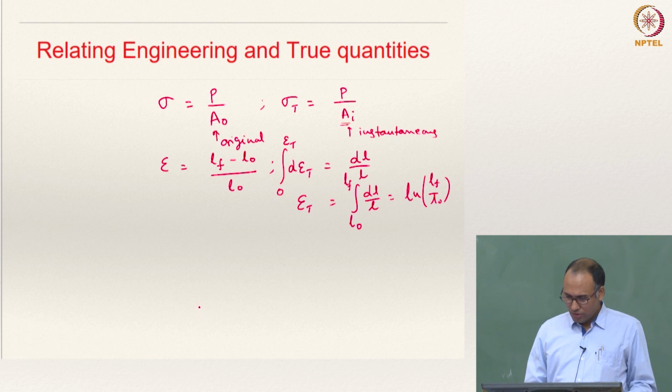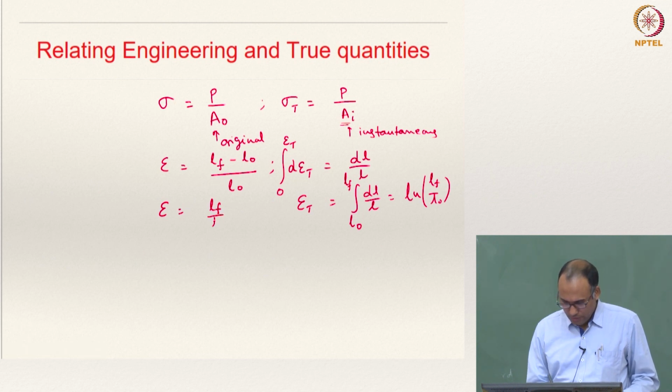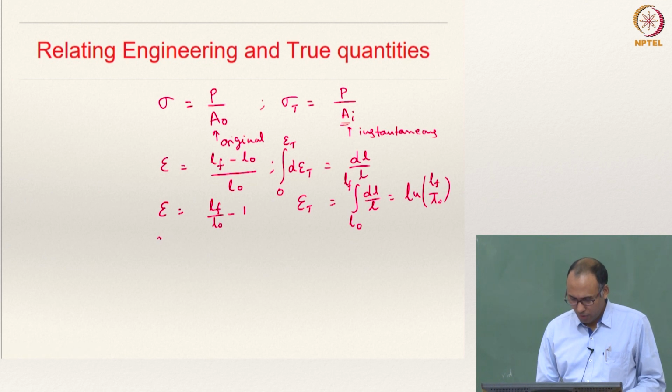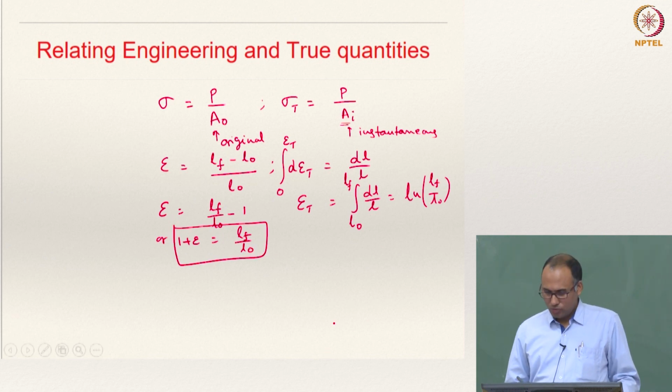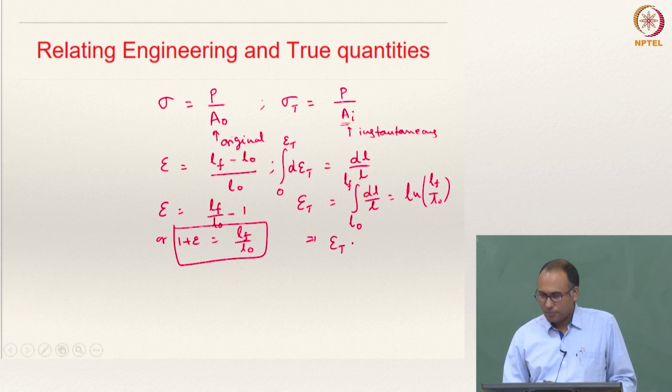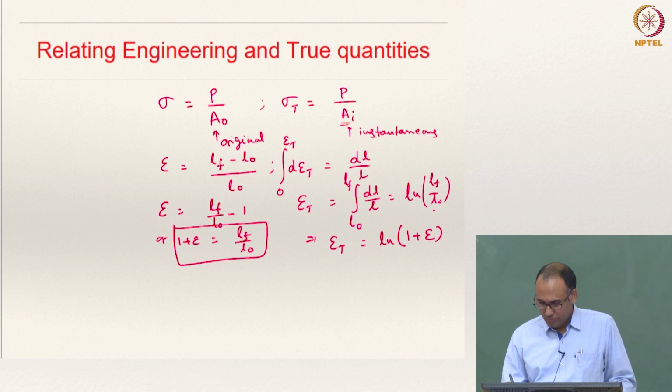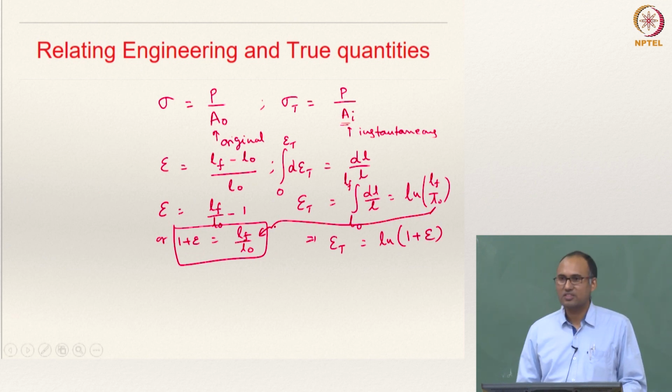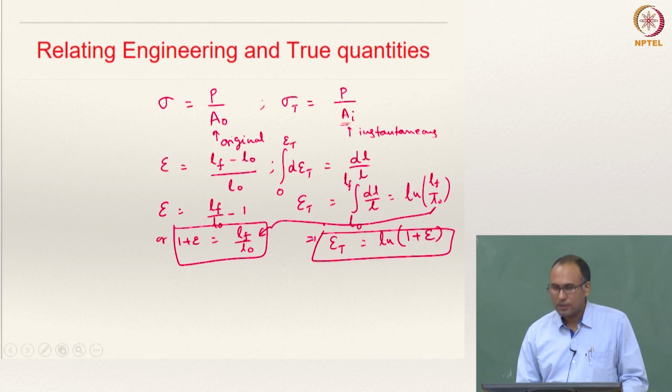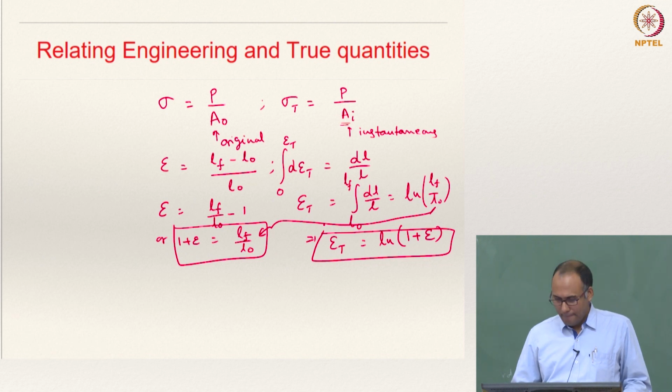All right. Now, epsilon can be written as LF by L naught minus 1, or 1 plus epsilon is equal to LF by L naught, right. So, that implies I can write my true strain is equal to natural log of 1 plus epsilon, and that is how your true strain and engineering strain are related. All right.